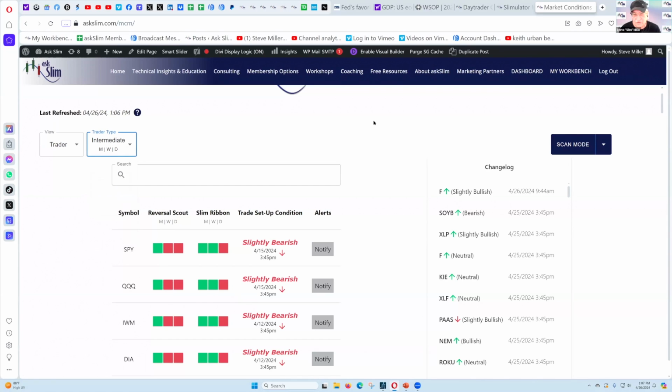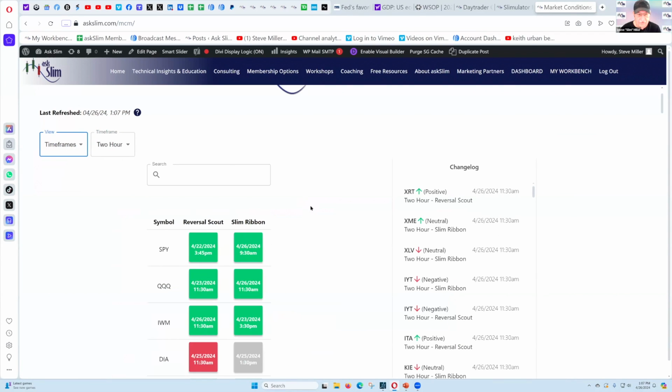If you want to understand the individual reversal scout and slim ribbon application studies that we put on here, right now I'm in the trader version, so you can go to the time frame version right there, and you can see in here that our entire focus list is in here, and you can see right now the reversal scout and the slim ribbon on the 2-hour is positive, and that's what I told you, that's what's making it look more neutral.